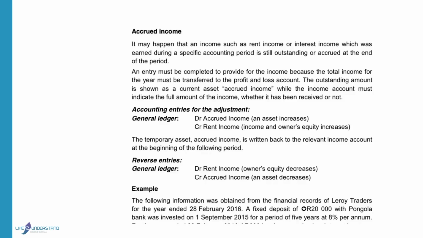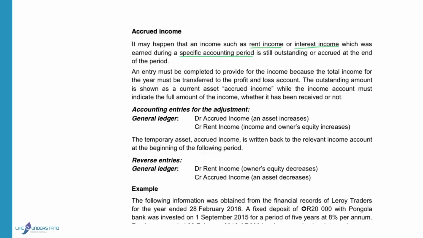Income that is sometimes accrued at the end of the year is, for example, rent income that the people didn't pay in time, or interest income that was not received in time from the bank. Although this money was not received before the last day of the financial year, it is still part of the income for the current accounting period, and therefore it must be taken into account in this specific accounting period.